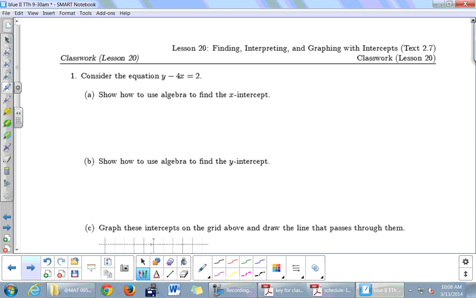Let's give that a shot. So we begin with this equation, y minus 4x equals 2. And we're going to use algebra to find the x-intercept. If I want to find the x-intercept, we need to set the other variable equal to 0. So what letter is equal to 0 in this one? Is the y. So we set y equal to 0. To find the x-intercept, set y equal to 0. Okay, that's easy enough. I'm going to copy that equation, but 0 instead of the y, so it becomes 0 minus 4x equals 2. Everything copied except for the y, which became 0.